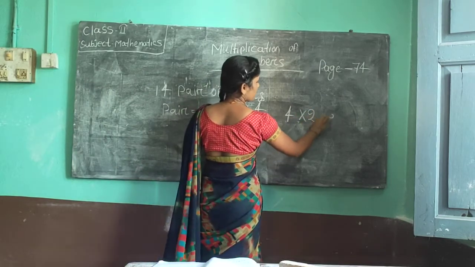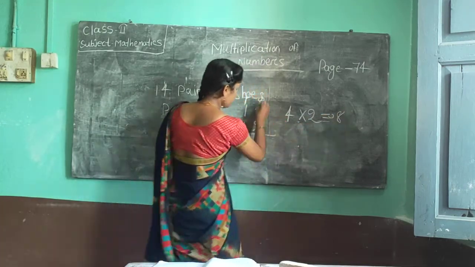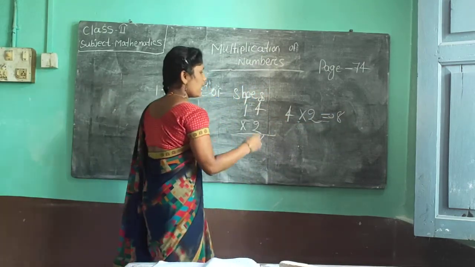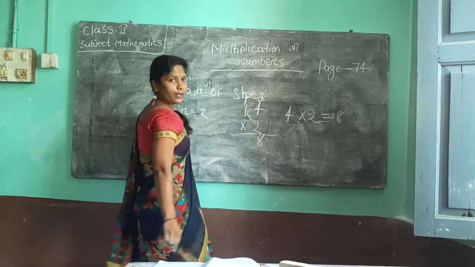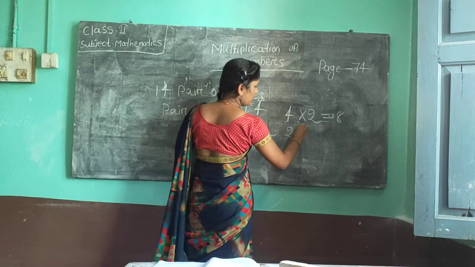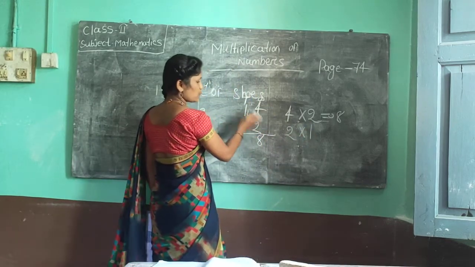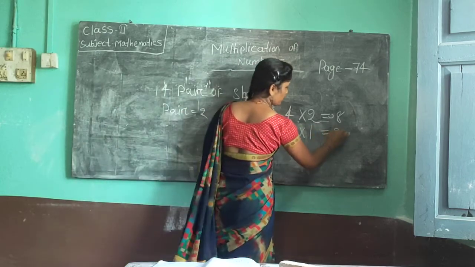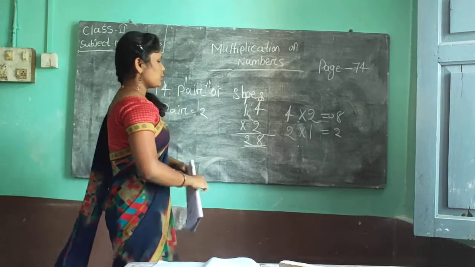Multiply by 2. 4 into 2 is 8. Right? Write it in the ones place. Okay? Next step which is what? 2 multiply by 1. Okay? 2 multiply by 1. This is the multiplication method. 4 twos are 8, next 2 ones are 2. Okay? 2 ones are 2. Write it in the next place. This is your answer. 14 multiplied by 2 equals 28.